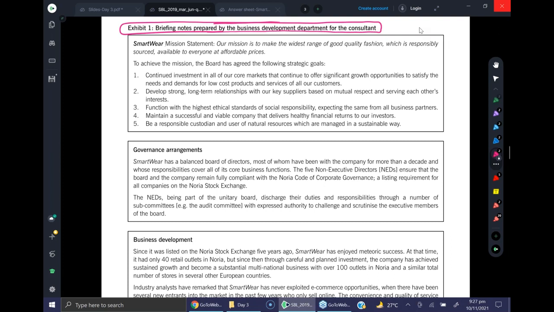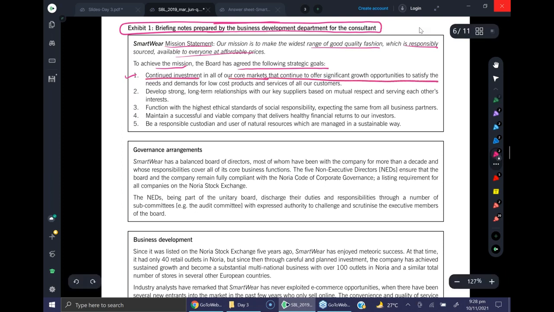Okay, so the SmartWare mission statement is given. Our mission is to make a wide range of good quality fashion, which is responsibly sourced, available to everyone at affordable prices. So that's the mission statement of the company. And to achieve the mission, the board has agreed the following strategic goals. Number one, continued investment in all of our core markets that continue to offer significant growth opportunities to satisfy the needs and demands of low-cost products and services of all customers. So here the missions and goals are given.